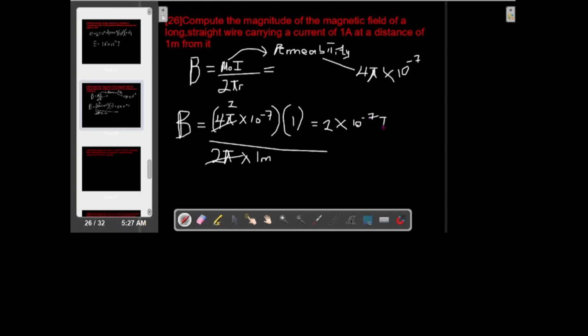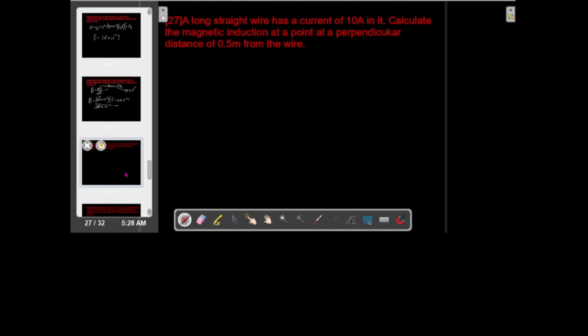I think the question is a bit wrong, because instead of 1 ampere we're supposed to have 10 ampere and use it this way. So let us proceed. A similar question where we have 10 ampere. We are asked to calculate the magnetic induction at a perpendicular distance of 0.5 meter from the wire. Do not be confused with the words.